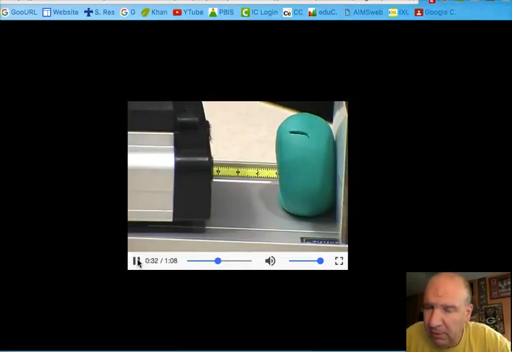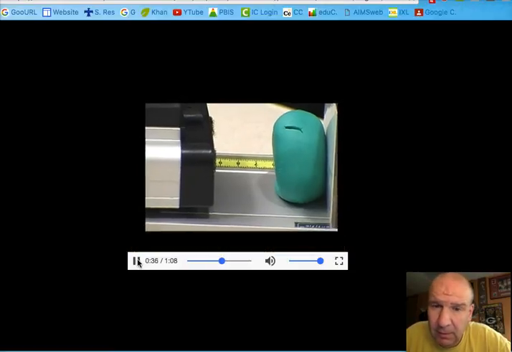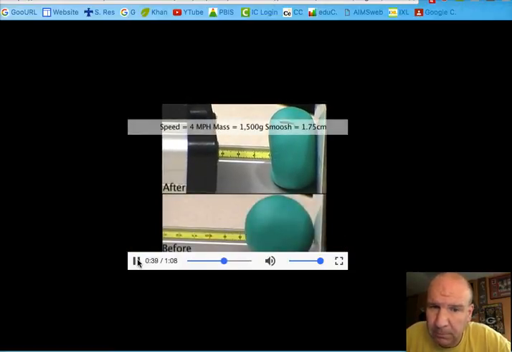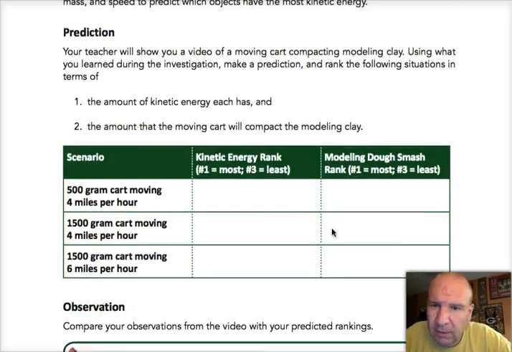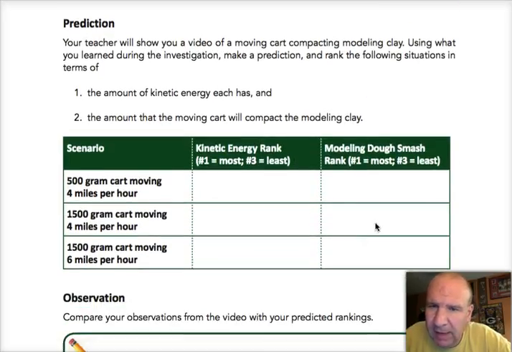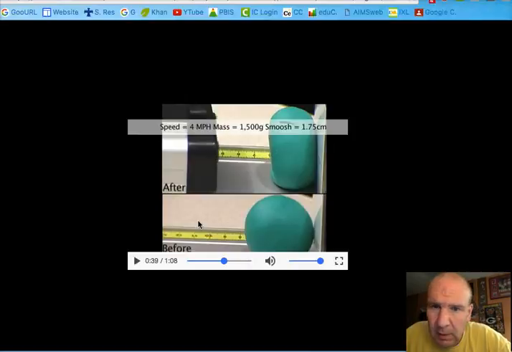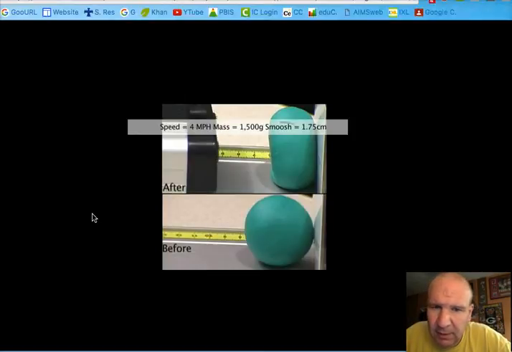So I'm going to pause it shortly. They're going to show before and after, and there you can see it, but they're going to show you both. So go ahead, record 1.75 centimeters of squish. Oop, so it's right here. So right in here, record 1.75 centimeters of squish. And so let's watch the rest of the video.